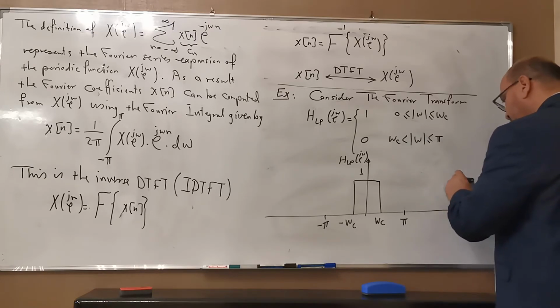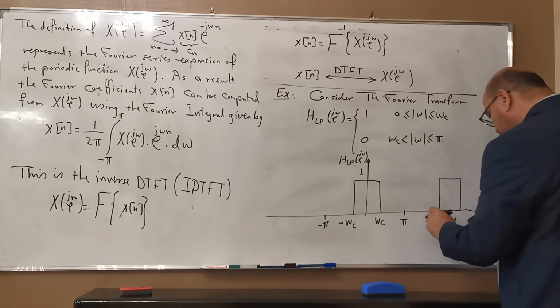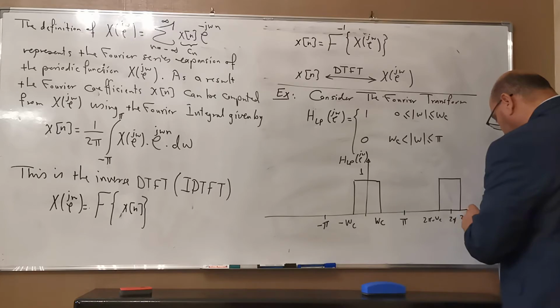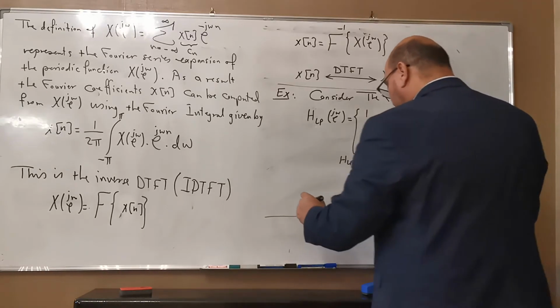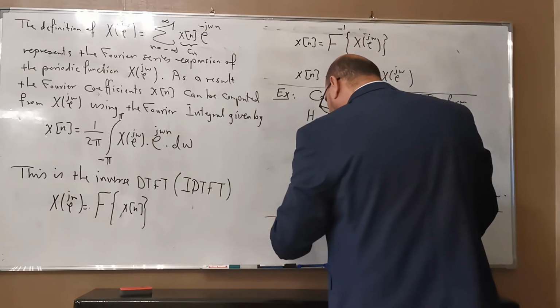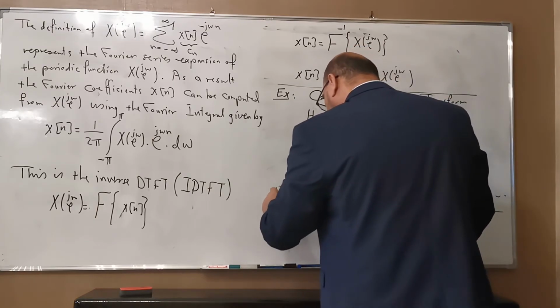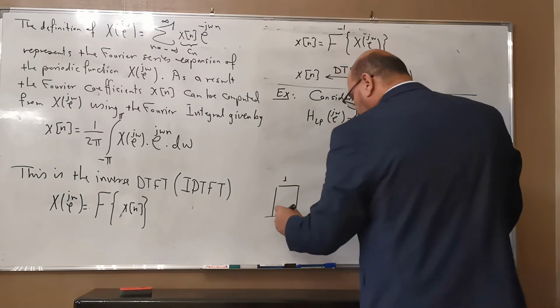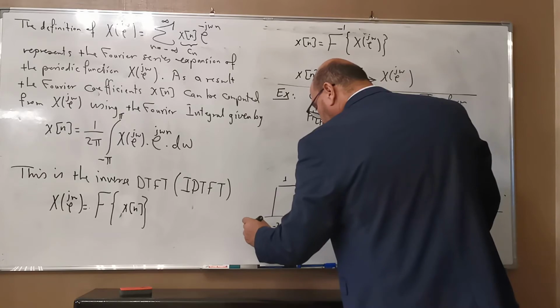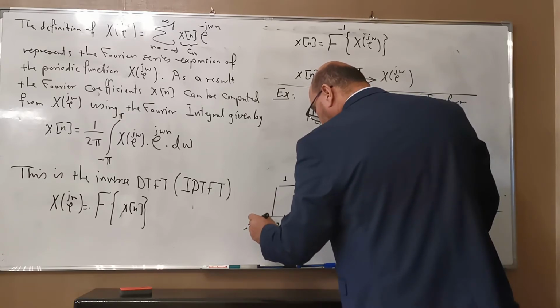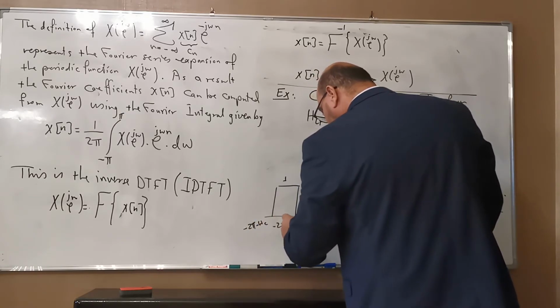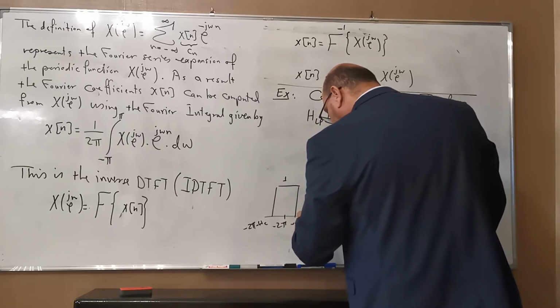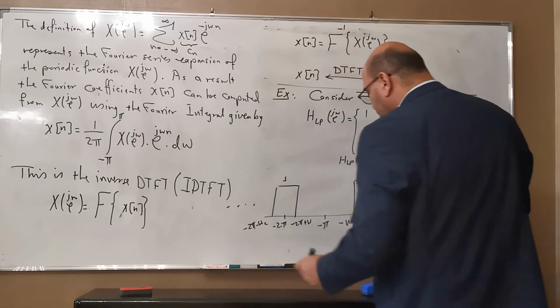So you have another one at 2π minus ω_c to 2π plus ω_c, and you continue. And at minus 2π, you have also a rectangular shape with an amplitude of 1, from minus 2π minus ω_c to minus 2π plus ω_c, and this also continues forever.